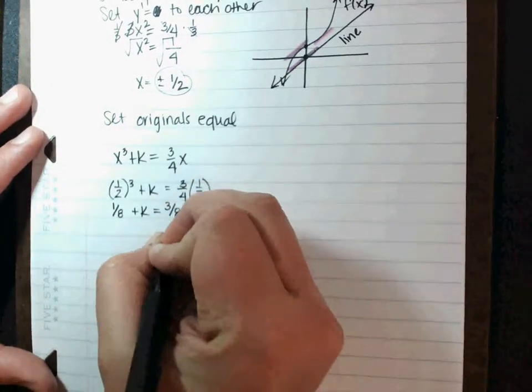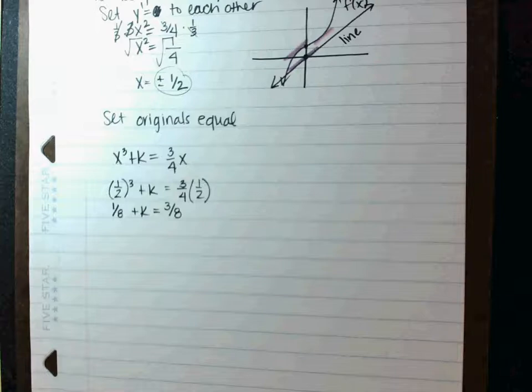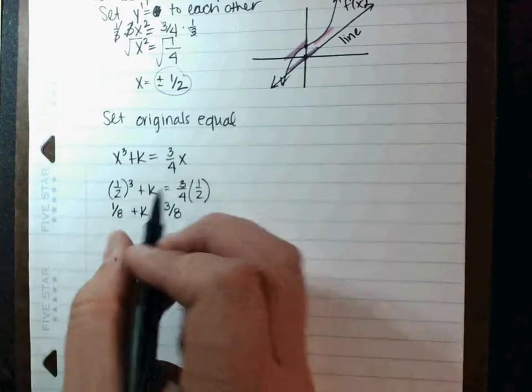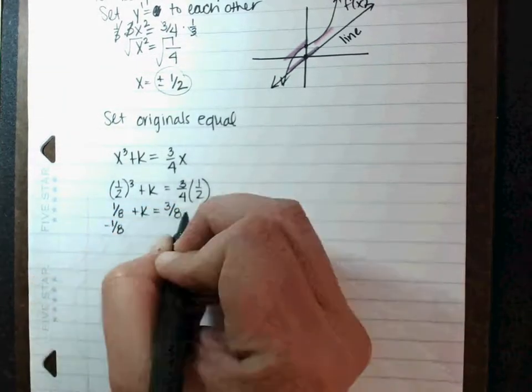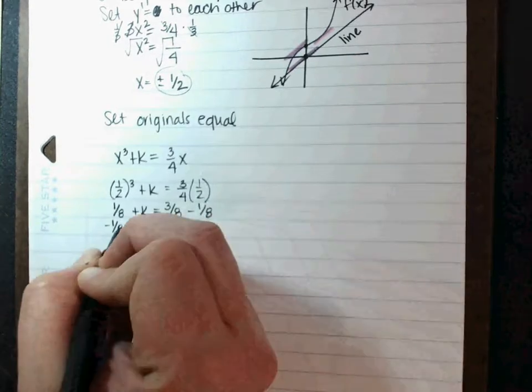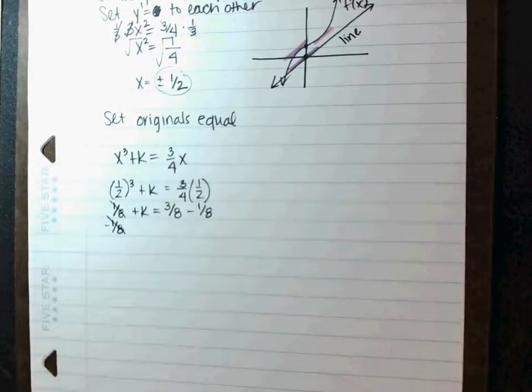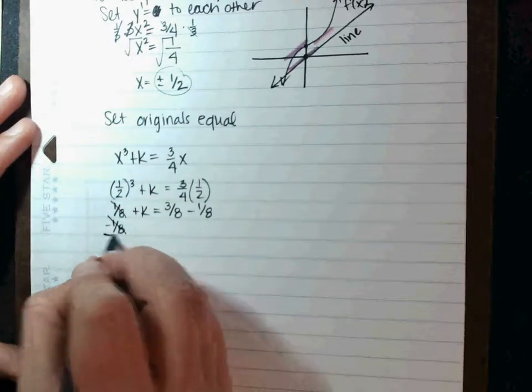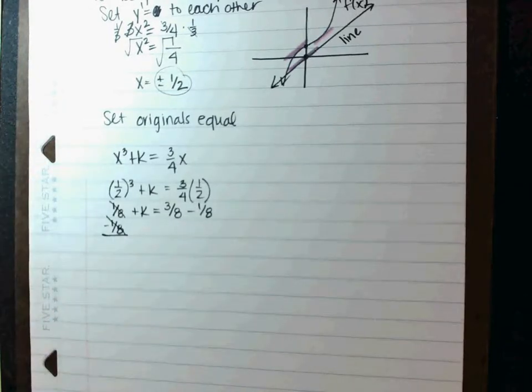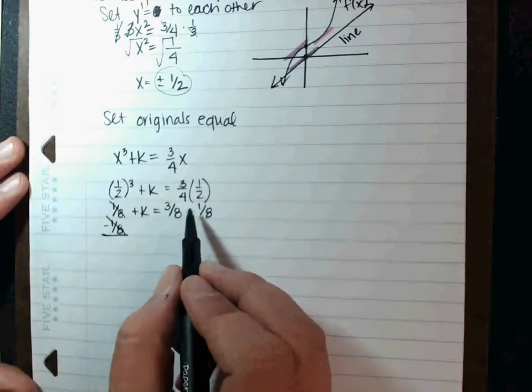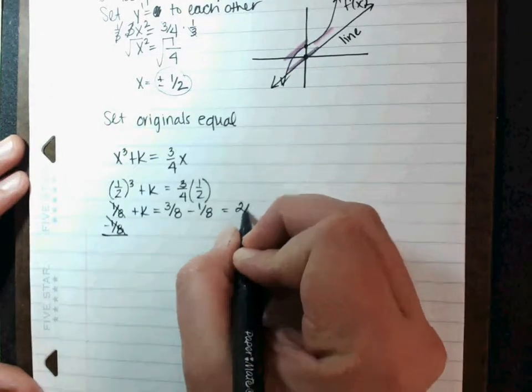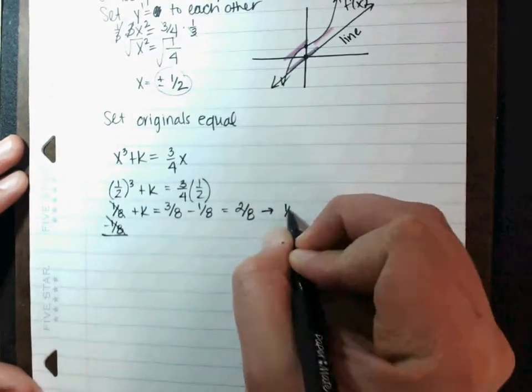3/8. 3/8. Then I want k by itself. How do I get rid of the plus 1/8? Minus 1/8. Very good. And if those were different denominators, you'd have to get a common denominator, but in this case it's kind of worked out for you. So now I have 3/8 minus 1/8 is 2/8. That can reduce to 1/4.